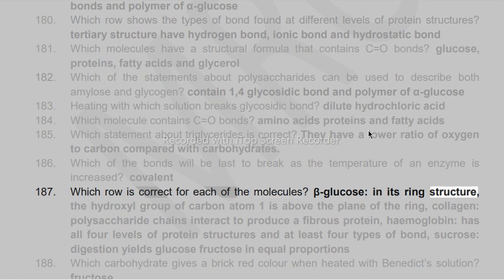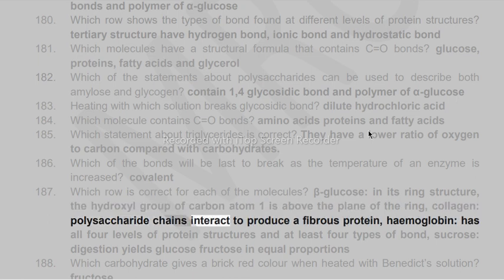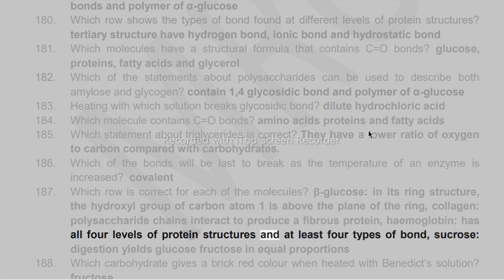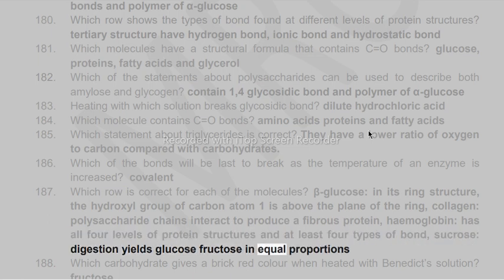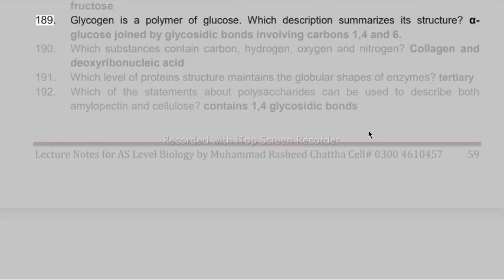187. Which row is correct for each of the molecules? Beta-glucose, in its ring structure, the hydroxyl group of carbon atom 1 is above the plane of the ring. Collagen, polypeptide chains interact to produce a fibrous protein. Hemoglobin, has all 4 levels of protein structures and at least 4 types of bond. Sucrose, digestion yields glucose and fructose in equal proportions. 188. Which carbohydrate gives a brick red color when heated with Benedict's solution? Fructose.